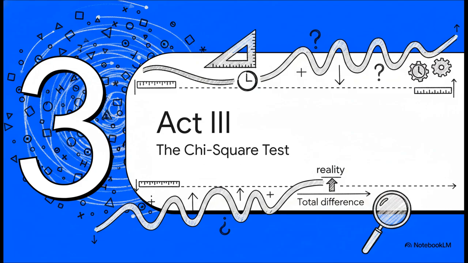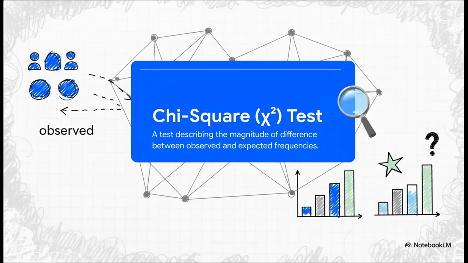How do we put a single number on the total difference between what really happened and what would have happened by chance? Well, that brings us to our final act. Let's unveil the mathematical tool that does exactly that. Meet the chi-square test. Its entire job is to calculate one single score that represents the size of the difference between our observed table and our expected table.